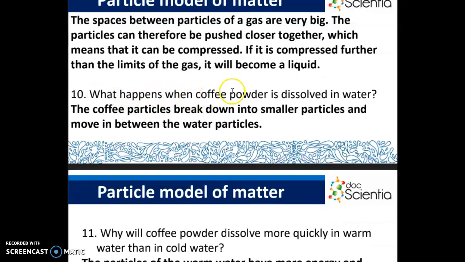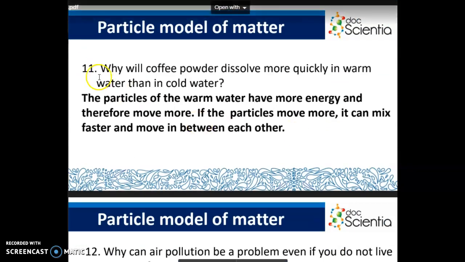Number 10. What happens when coffee powder is dissolved in water? The coffee particles will break down into smaller particles and move in between the water particles, and there it mixes. 11. Why will coffee powder dissolve more quickly in warm water than in cold water? The particles of the warm water have more energy and therefore move more. If the particles move more, it can mix better and faster and move in between each other.